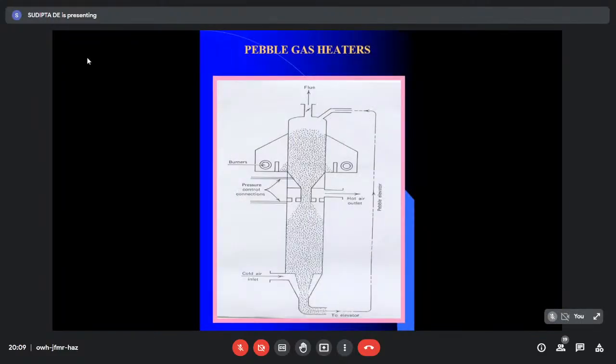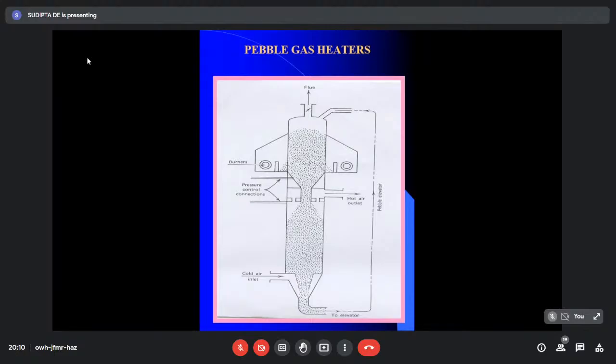So, this is another very innovative waste heat recovery device. It can be used for waste heat recovery or for independent heating of air. This is called a pebble gas heater. What do we mean by pebble gas heater? Pebbles, all of you know, are small marble-like stony material. Stony means a little bit harder material, which is generally called pebbles. So we are using the pebbles for the heating purpose, or rather more efficient heating of air.